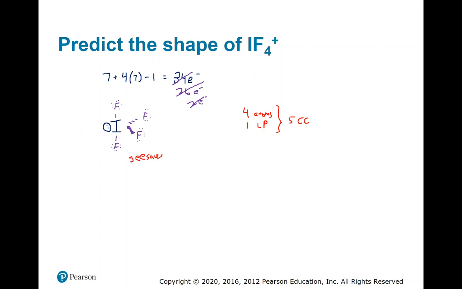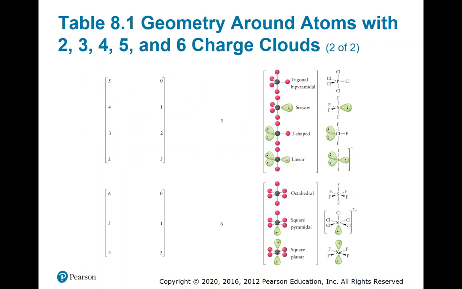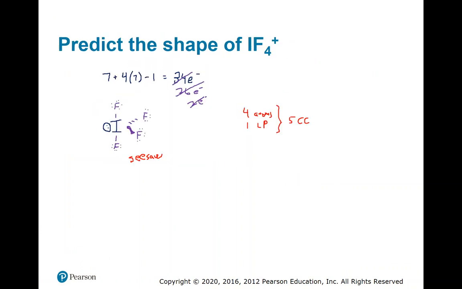So seesaw. And if we go back a couple of slides, you can see, in fact, if we have 5 charge clouds and 4 of those are atoms, that we have, in fact, a seesaw shape there. So if we come back to this, I know it only asked us in the problem I got out of the book to predict the shape, but we can go into a little bit more detail for practice.